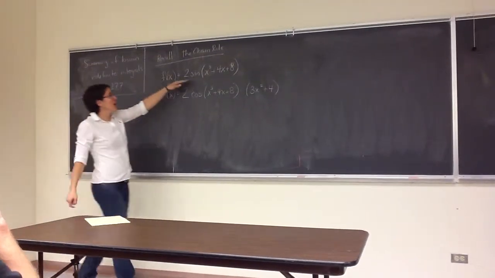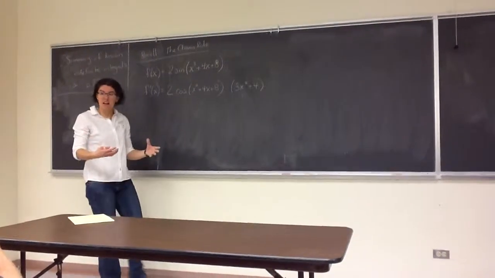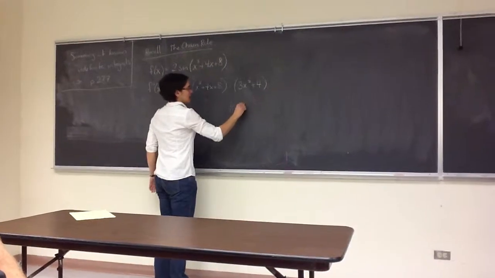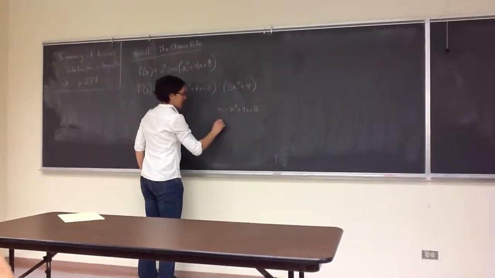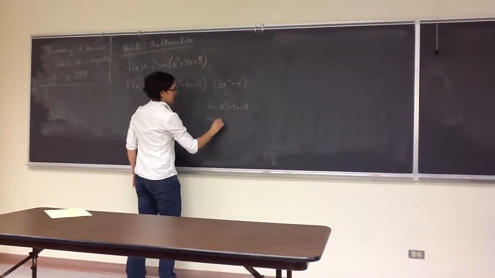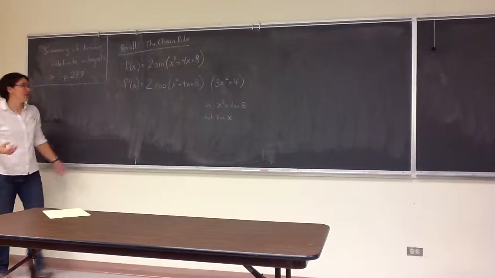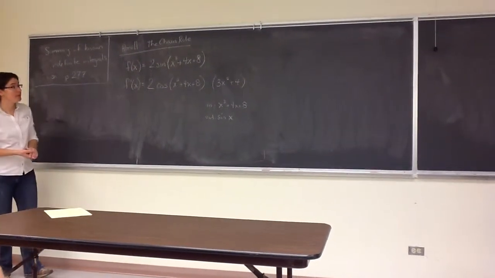When I have a function that is a composition of functions, I'm talking about an inside and an outside. In this case, my inside function is x cubed plus 4x plus 8, and my outside function is sine of x. And the 2 I'm going to carry along as a constant written in front, so it just comes along for the ride.